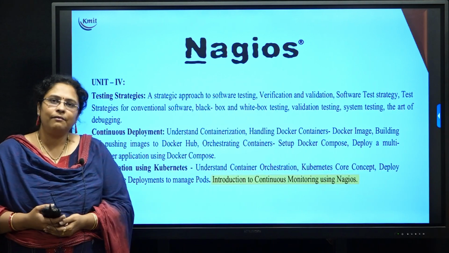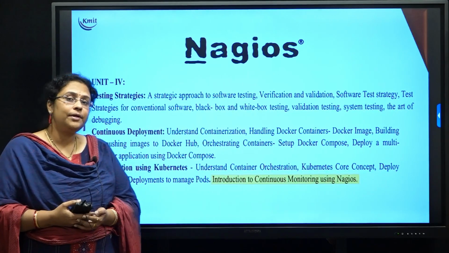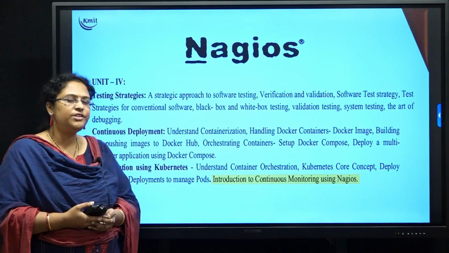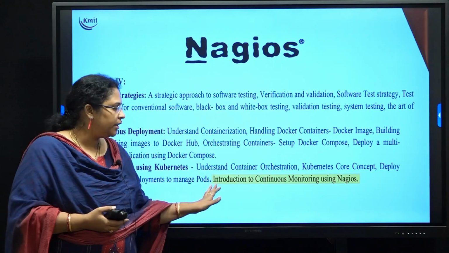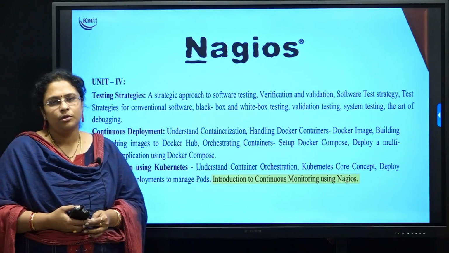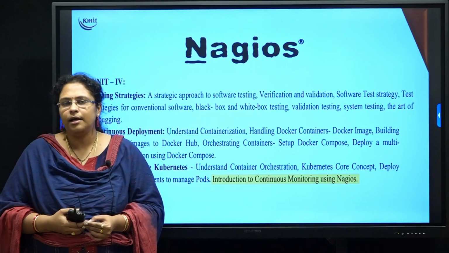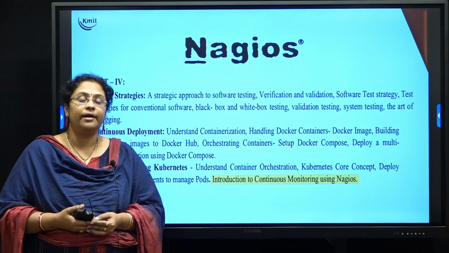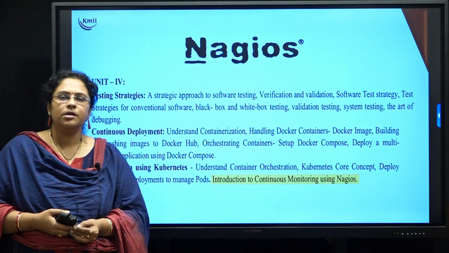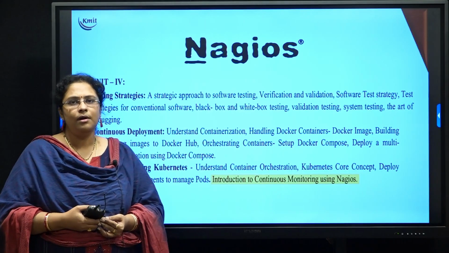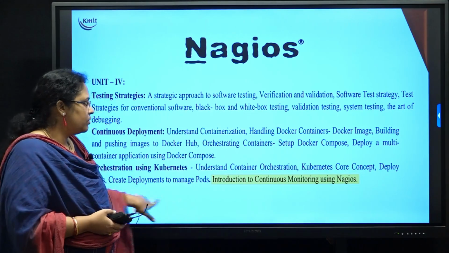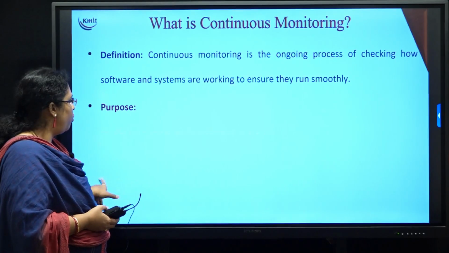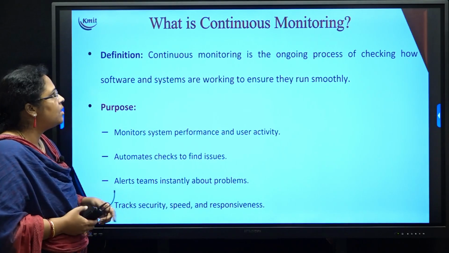Today we shall be covering the last topic under chapter 3 in unit number 4, which is related to continuous monitoring using Nagios. In this session we will be understanding what we mean by continuous monitoring, why it is important, and what is the importance of the Nagios tool along with its architecture. So let's start with understanding what we mean by continuous monitoring.